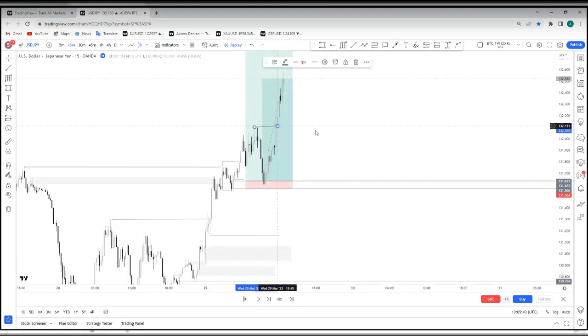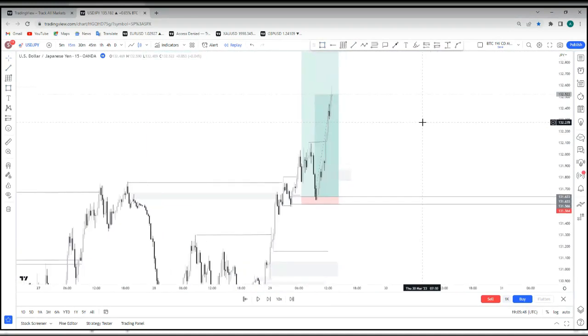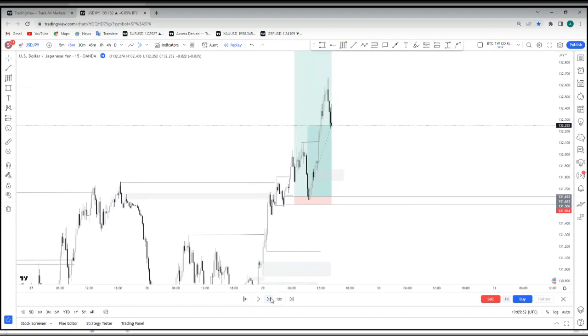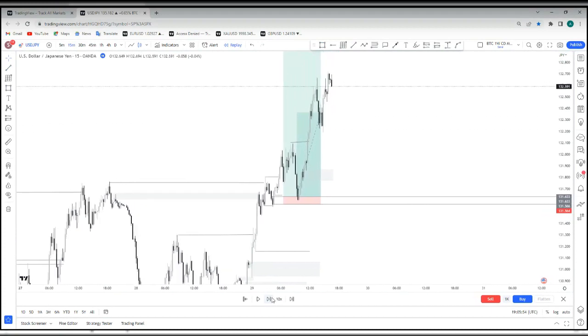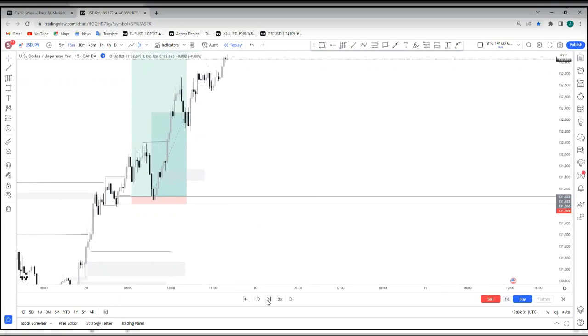How sure are you that price is going to come here again? How sure? You don't know. You don't know. So price can fill the what? The gap and break structure and start going in the direction without coming back here. Can you see?